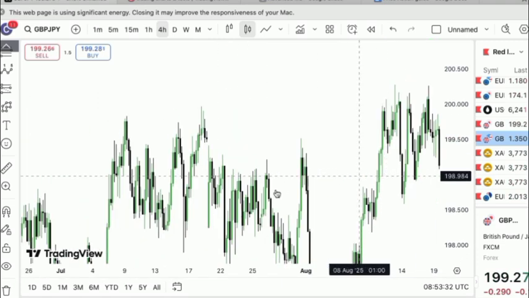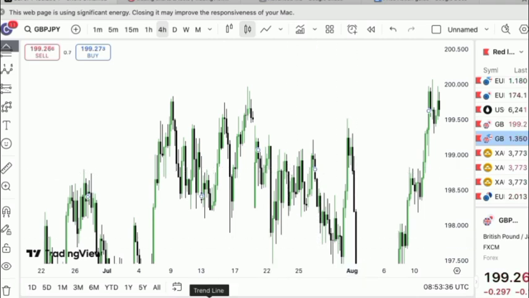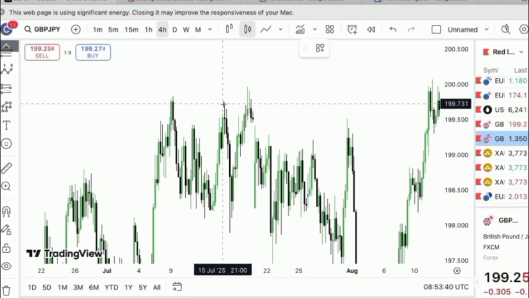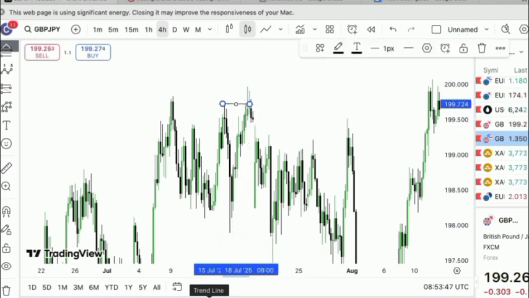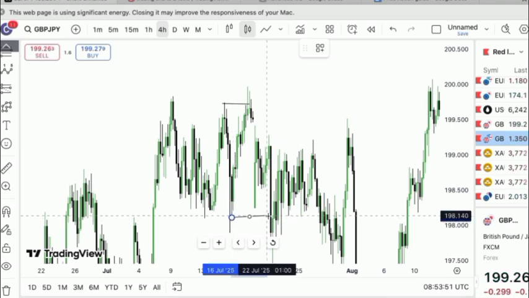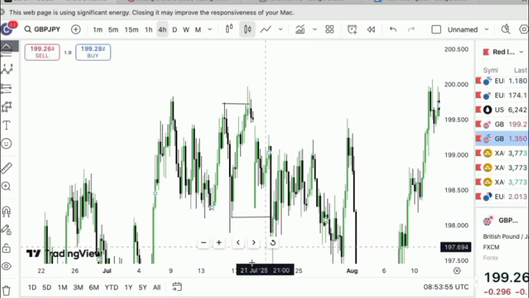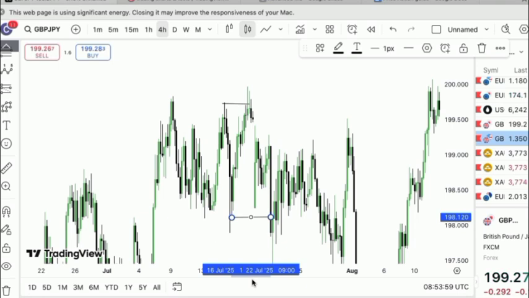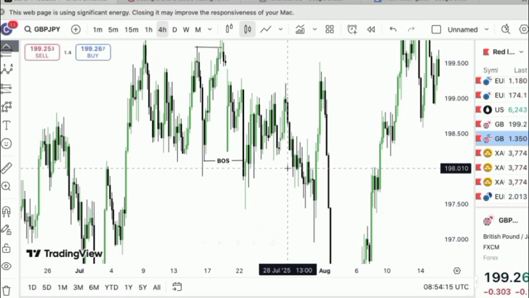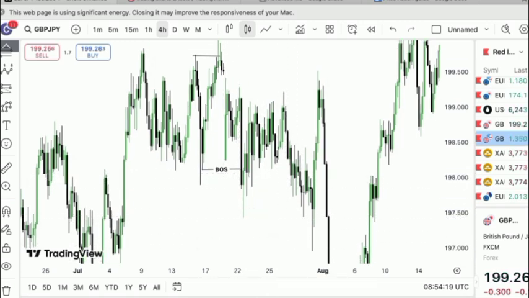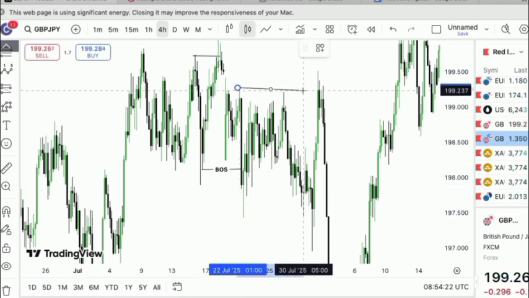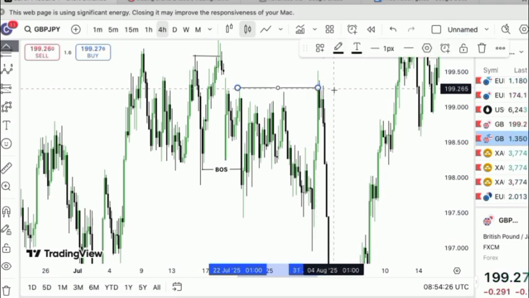You can see right here, the first example I have is here. This is a sweep, right? This is a break of structure which validates it. There must be a break of structure. Without a break of structure, it's not valid. So here is break of structure, BOS. Here's break of structure, BOS. And then you mark your structural liquidity, which is here. And then you wait for the market to take it out. The moment that happens, you are in a trade.